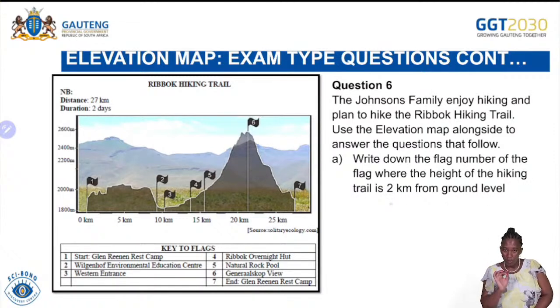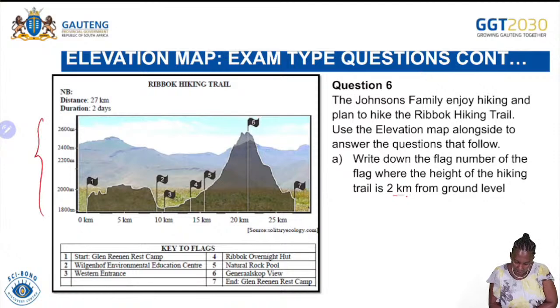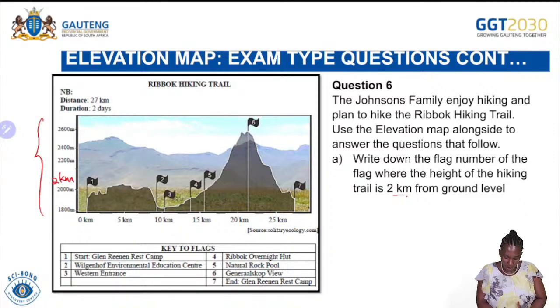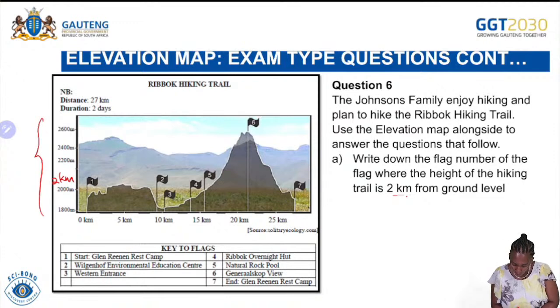Boys and girls, always when you see this type of plan, you need to remember you will be given the keywords. It says 2 kilometers, and here the height is given in what? This is the height. The height is given in meters. So 2,000 meters is equal to 2 kilometers from the ground. So now we want to know which flag.